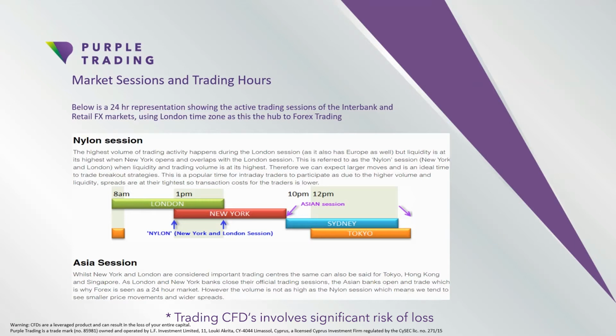And just looking at volatility, the most volatile time of day is when the New York Stock Exchange opens, and it tends to overlap with the London session in the morning. And this is called the nylon period. So when we have an overlap between the London session or Europe session with the New York session, there's a very high degree of volatility and potential trading opportunities.